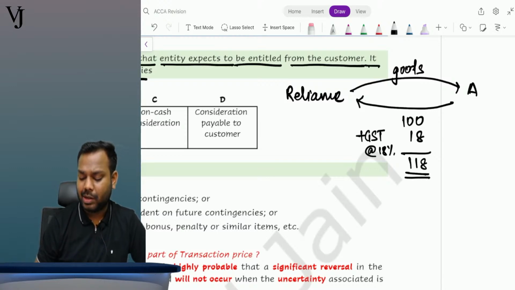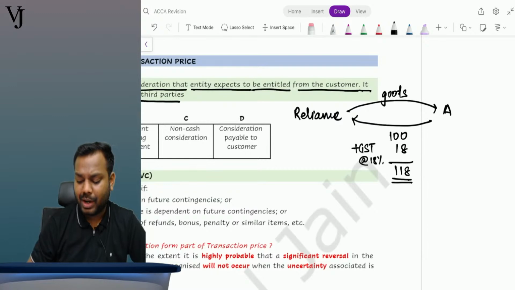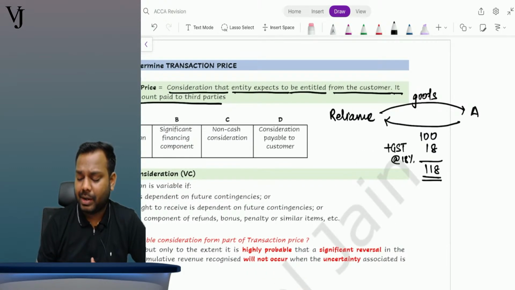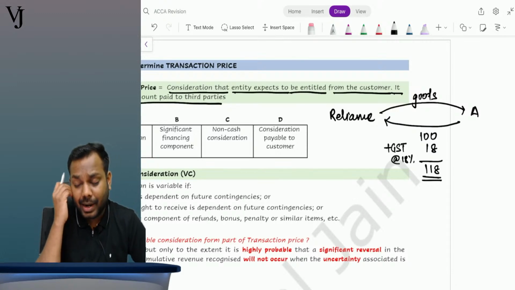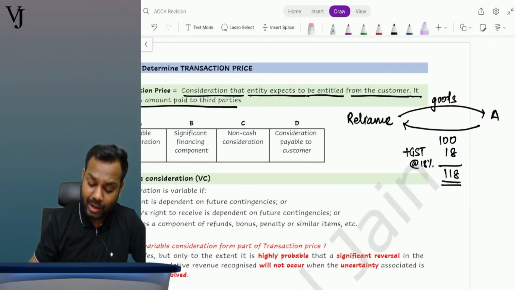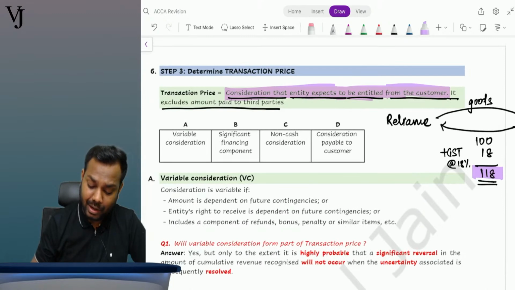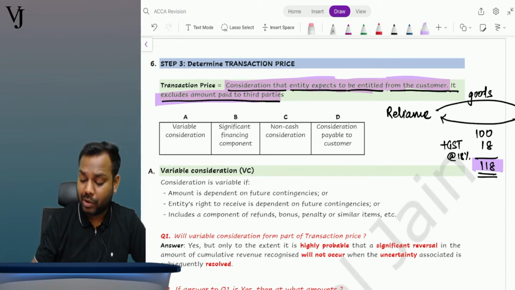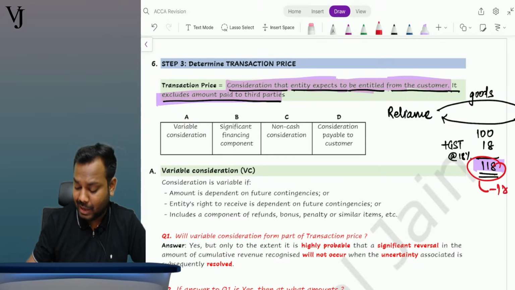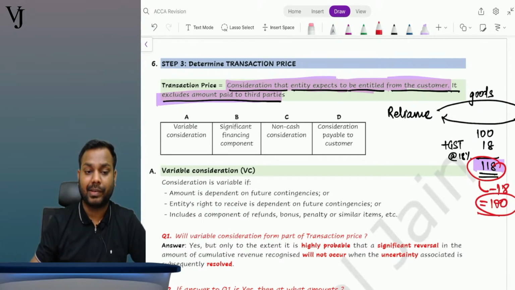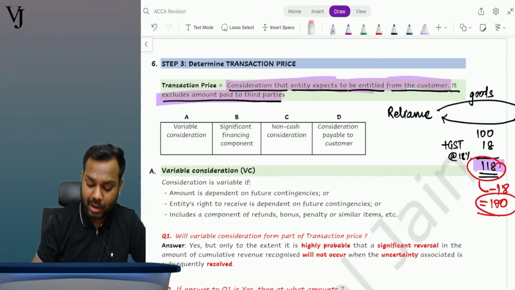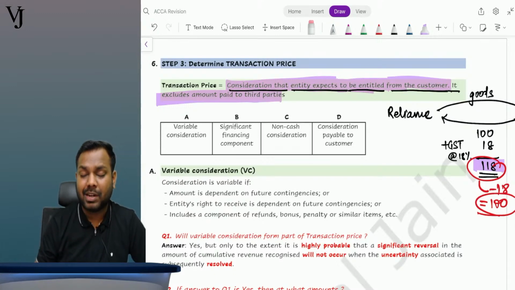Now tell me, how much is the transaction price for Reliance? 118 or 100? See, I expect 118 from my customer. So ideally, if you read this line, what is the amount that the entity expects to be entitled to from the customer? It is 118, right? But if you read this line, it excludes the amount paid to third parties. In that case, you have to take 118 minus 18 equals 100 as your transaction price. So the transaction price should be 100, excluding GST. The amount payable to third parties means the government, basically.